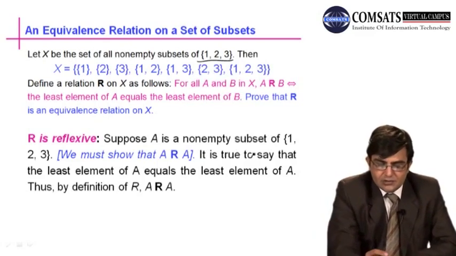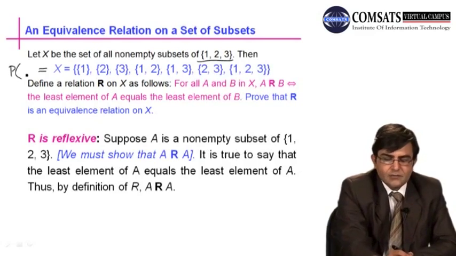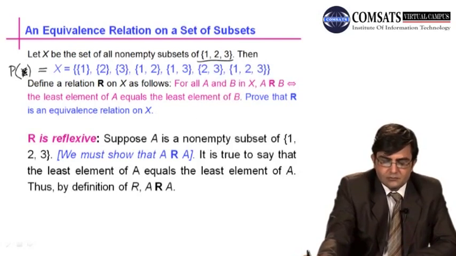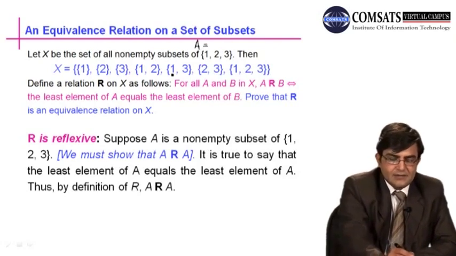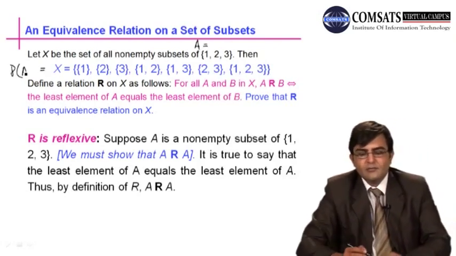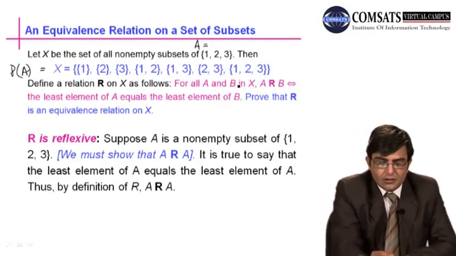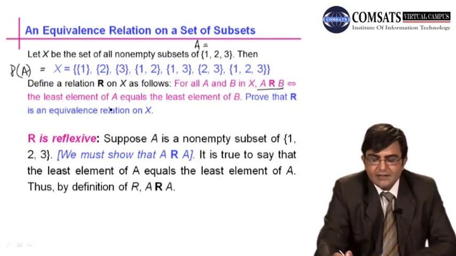A and B are any two sets. Basically, this is the power set of this set, not X. If we call this set A, then X is basically the power set of A. Now the power set of A basically contains sets which are subsets of A. Now two elements of this power set X are related: A is related to B if and only if the least element of A equals the least element of B.